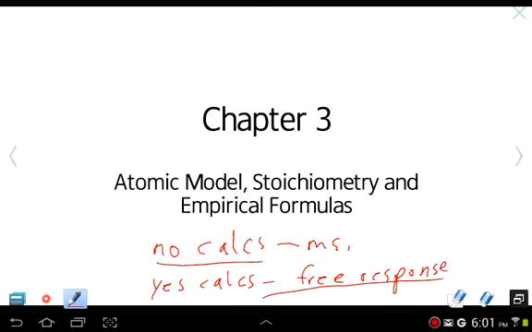This chapter covers the concepts that we began with from a previous chemistry class. So we'll quickly do some problems involving the atomic model, protons, neutrons, electrons, stoichiometry, which is the mathematics of chemical equations, and then some empirical formulas. Really foundational stuff and really important, and actually tested on the AP exam quite often.